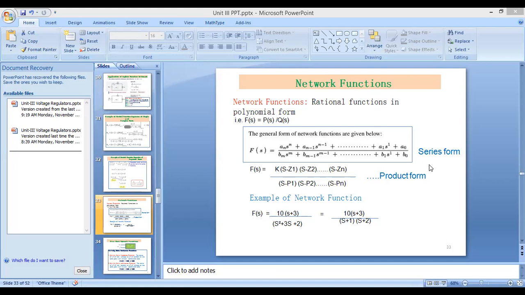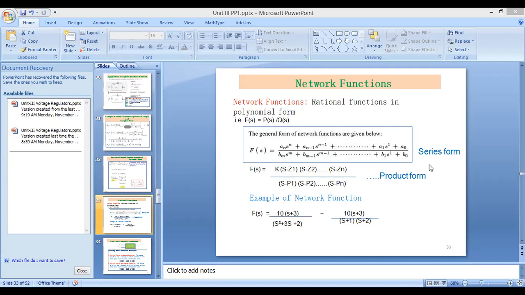Then we studied how these parameters can be converted into other parameters. Then we saw the interconnection of these networks. If we want to connect networks, like hybrid parameters or ABCD parameters, we can connect ABCD parameters in cascade form. Like this, we have seen the interconnections of the parameters.